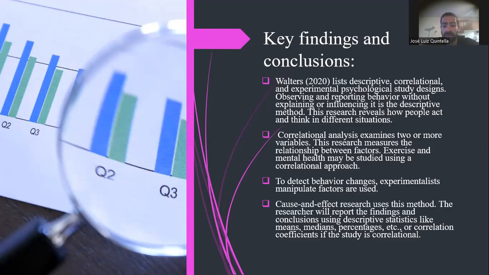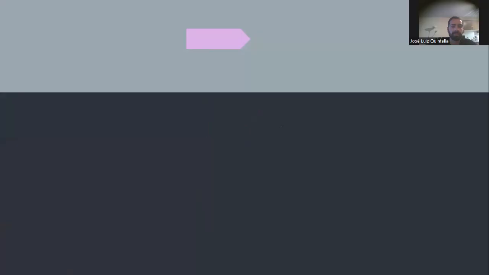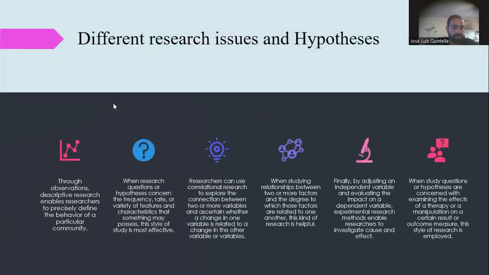To detect behavior changes, experimentalists manipulate factors. Cause and effect research uses this method. Researchers will report the findings and conclusions using descriptive statistics like means, medians, percentages, etc., or correlation coefficients if the study is correlational.